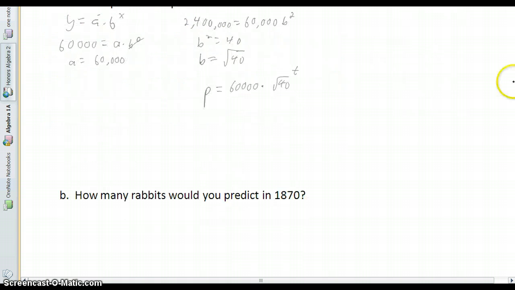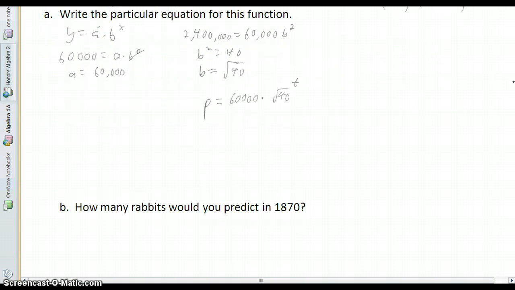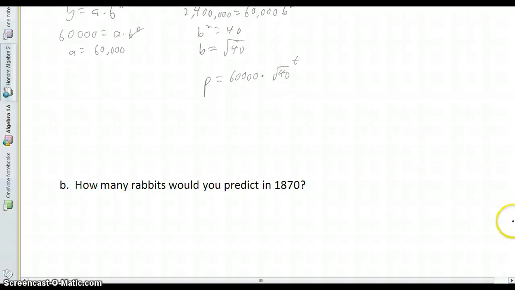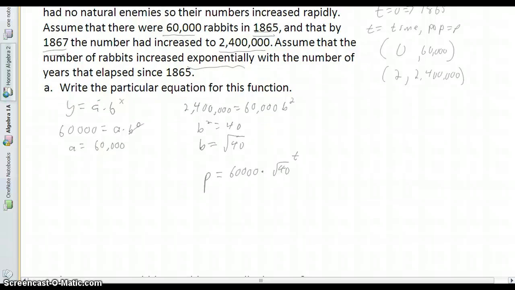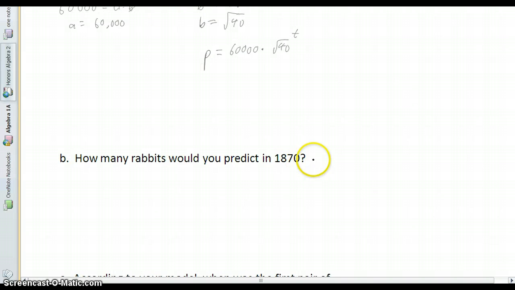So the next part of our question says, how many rabbits would you predict in the year 1870? So again, our starting year was 1865. So to find t, we're going to take 1870 minus 1865 and see that t will be equal to 5. So we'll use that in our equation. So p will be 60,000 times the square root of 40 to the 5th. We could also rewrite that as 60,000 times 40 to the 5 halves, and that's probably what I'll do.